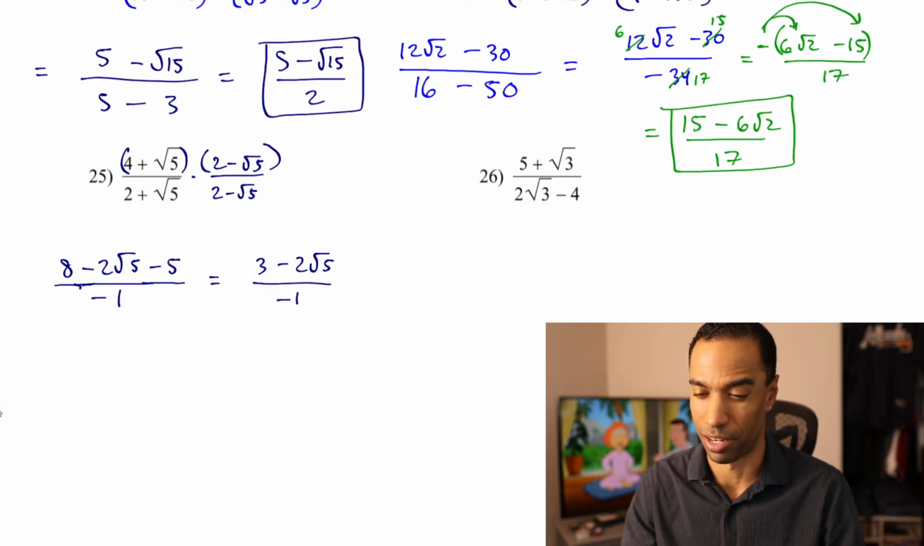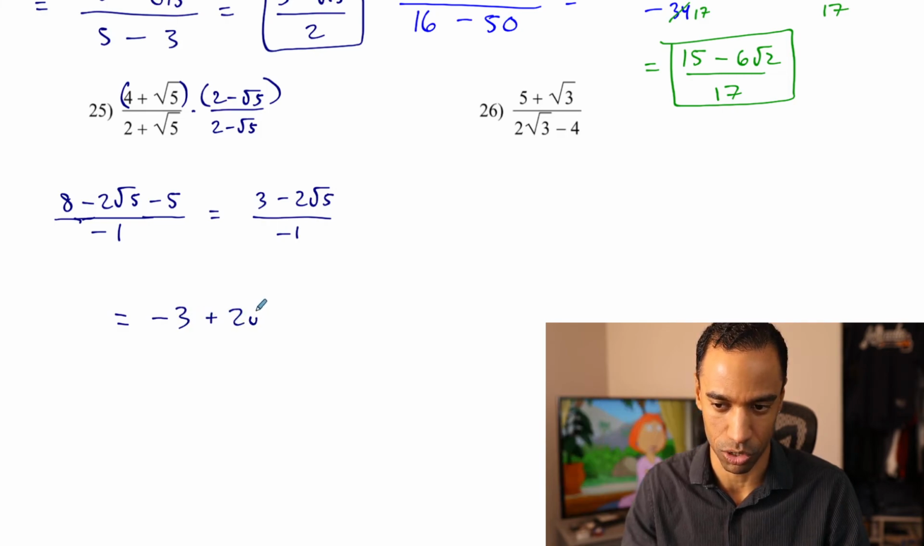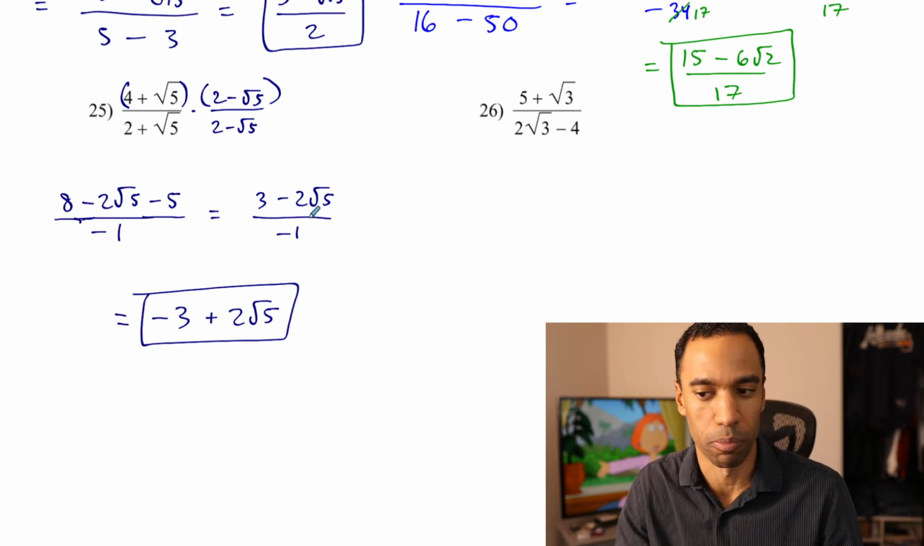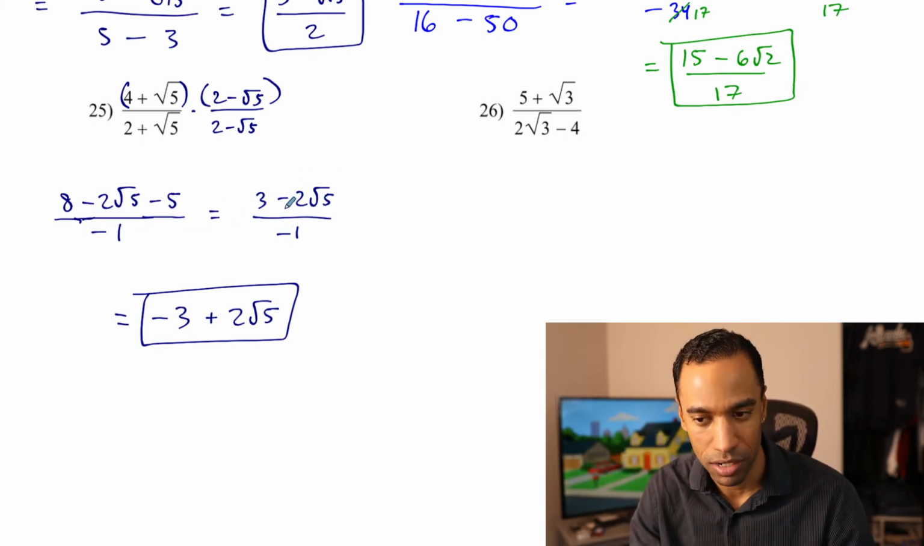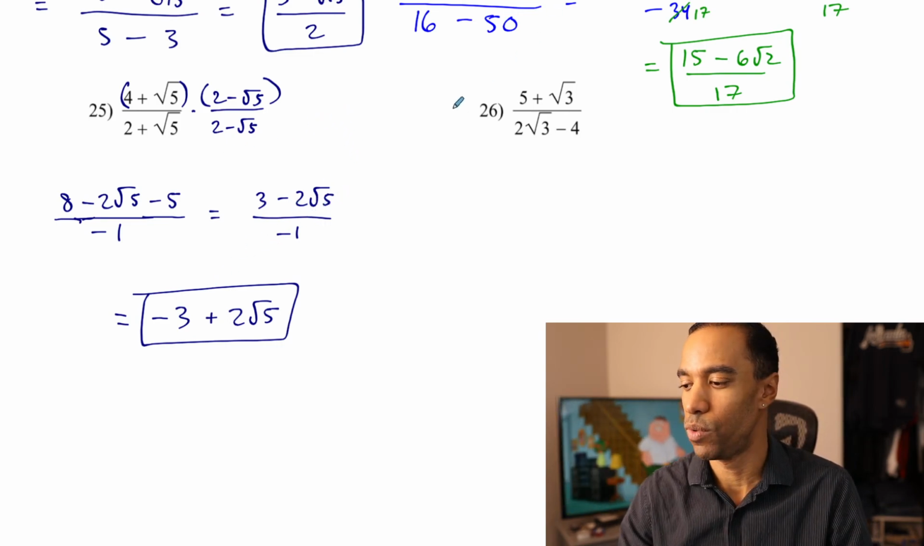Now, when you divide by negative 1, guys, you're just switching signs. This will become negative 3 plus 2 root 5, just like that. So it's just like multiplying by negative 1, right? Put the negative here, distribute the negative in, divide by 1. Values don't change. Okay, I got one more problem for you, and then we are finished.